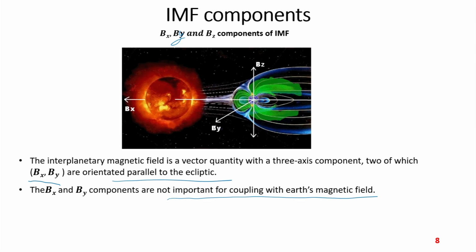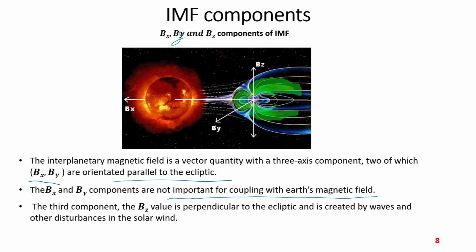Bx and By will not interact, because of the structure of the Earth's magnetic field, if you see the magnetosphere. Basically, the Bz component will be important when I consider magnetic reconnection. That will happen only with the Z component of the interplanetary magnetic field. The Bz value, which is perpendicular to the ecliptic, is created by waves and other disturbances of the solar wind. In fact, all these components are due to that only.